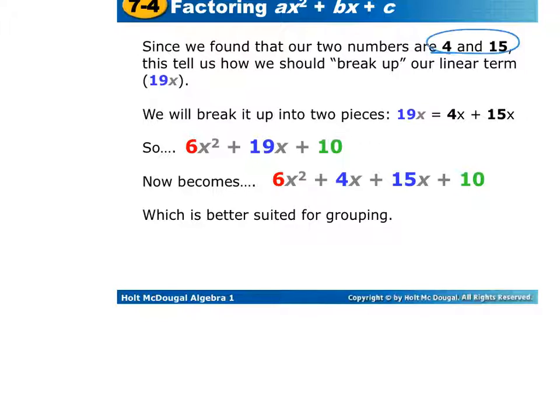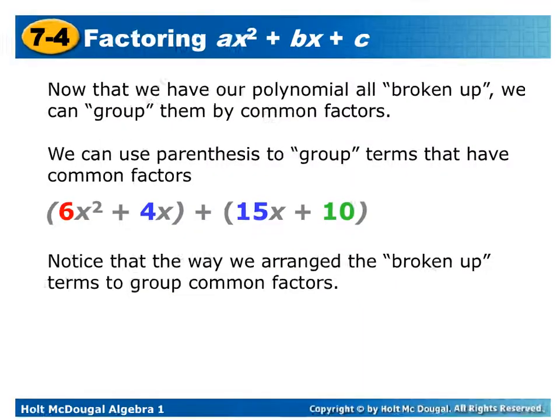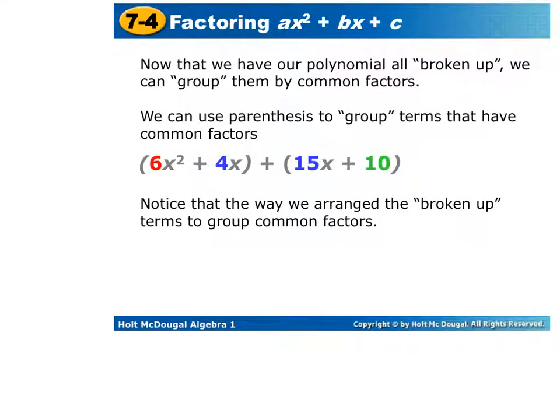So the two factors, the 4 and the 15, when we add them, we get the 19. So now in my original problem here, I'm breaking the 19 up into the 4x and the 15x. And now I have a 4-term polynomial that I can factor by grouping. Then you will separate them into two groups, and you will be looking for the greatest common factor of this first group and the greatest common factor of my second group, and then turn it into two different problems.